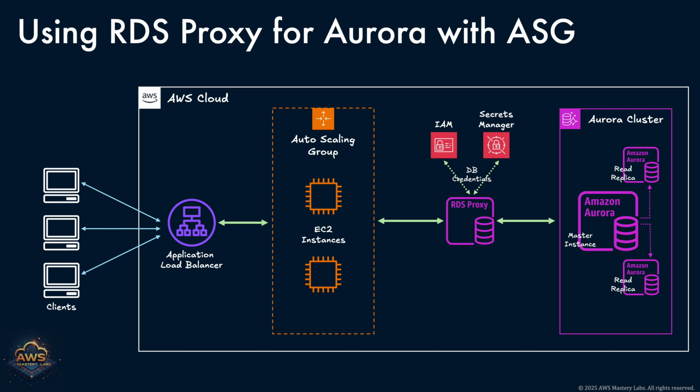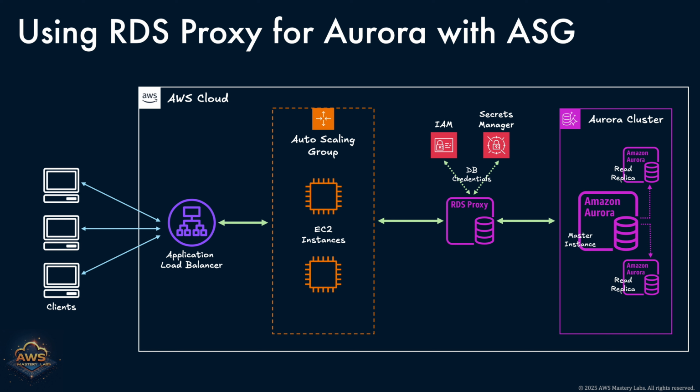These instances connect to Amazon RDS Proxy. RDS Proxy sits between your application and the Aurora cluster, intelligently managing thousands of concurrent database connections. It maintains a pool of warm connections to the Aurora database, enabling efficient reuse and drastically reducing the overhead of frequently opening and closing connections. Behind the scenes, RDS Proxy connects to the Aurora primary writer instance for all write operations and seamlessly distributes read queries across two read replicas, improving throughput and read scalability.